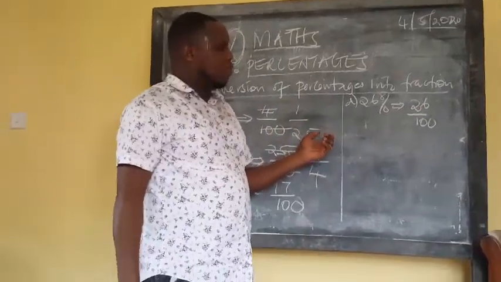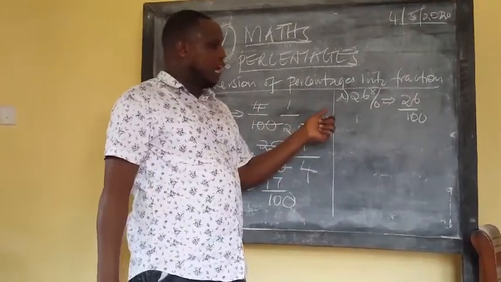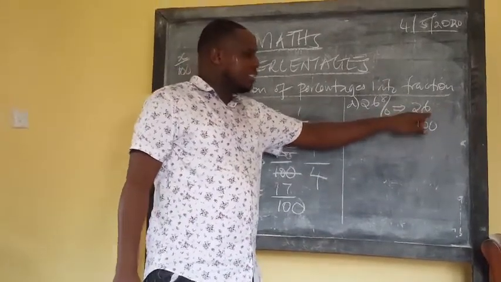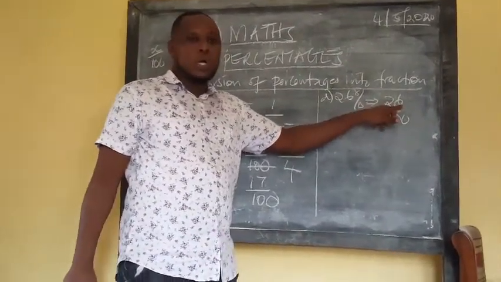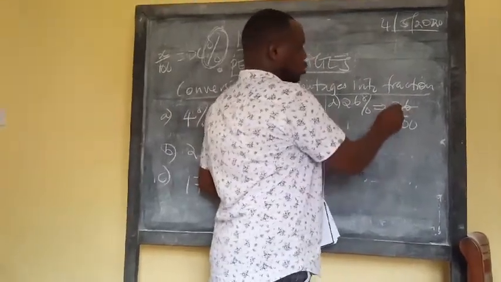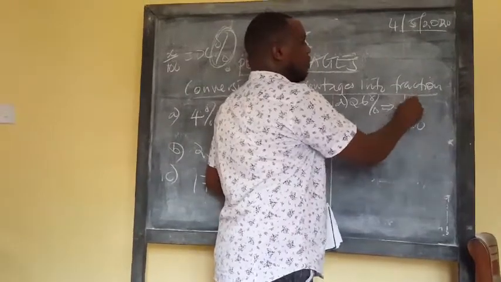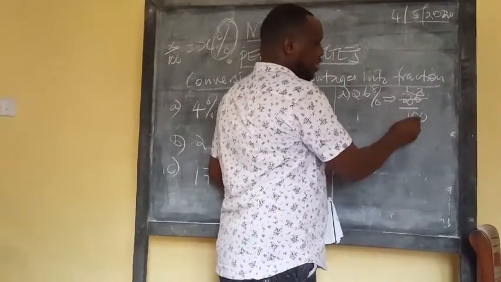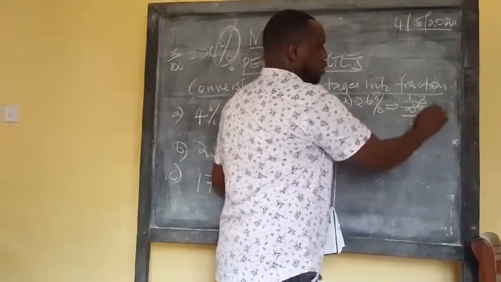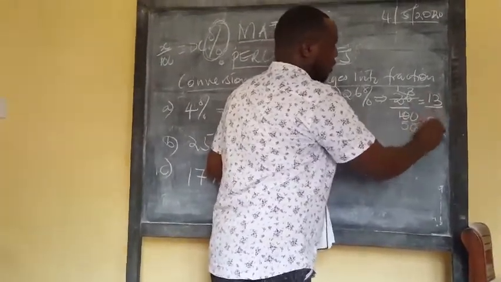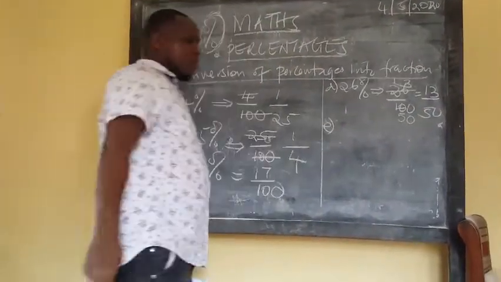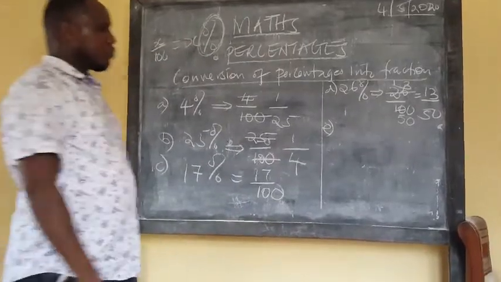If you see, there's a common divisor, 2. And how do we know 2 is a common divisor? We look at the last digit. If the last digit is either an even number or a 0, that means that the numbers can be divided. So by 2: 2 goes into 26 thirteen times, 13. And 2 goes into 100 fifty times. So this becomes 13 over 50. You can move on and get another example.